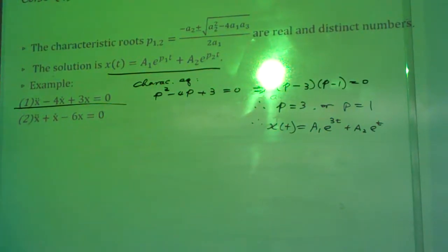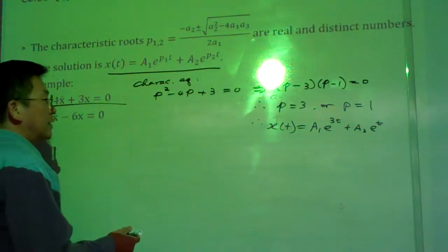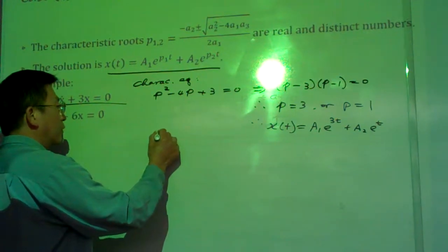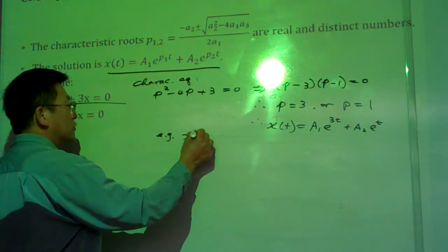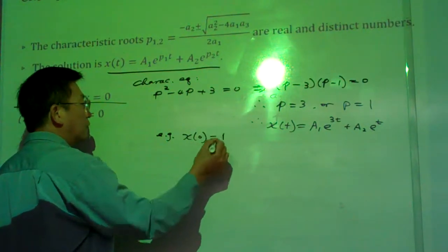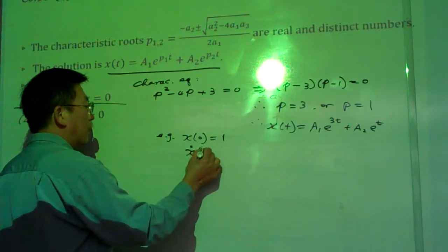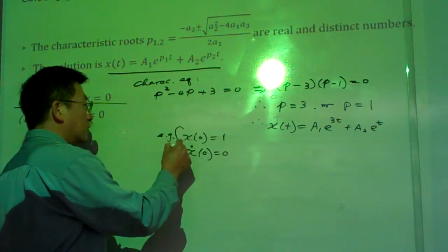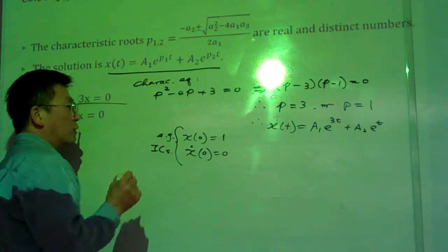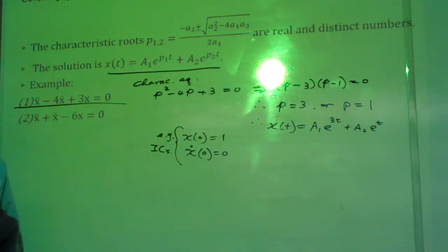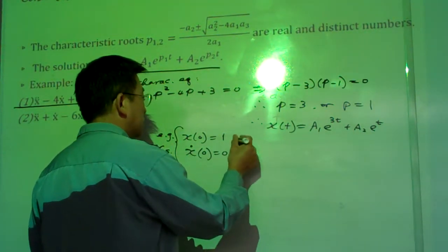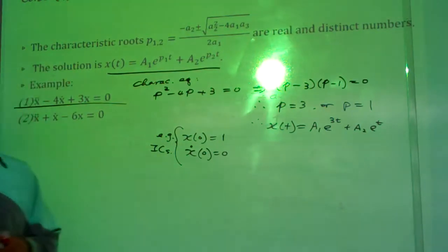Okay. And furthermore, let us exercise how to find a1, a2. Say, for example, the initial condition x equal to 1, and initial velocity equal to 0. Using the two initial conditions, we can try to solve for a1, a2 for this example here.